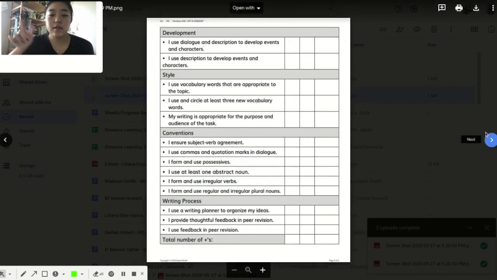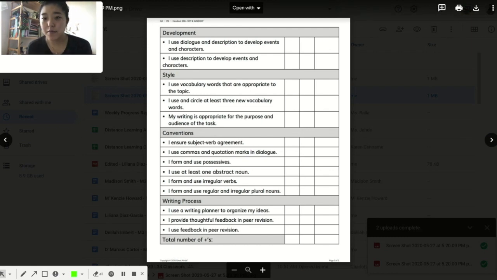And then the second part, so development. So making sure, again, you're using dialogue and your description to develop events, using details, right? That's where the graphic organizer from yesterday, the Thought Shot dialogue chart, comes into play, where you're including those 5 senses, right? To make your events more detailed, and using description to develop events and characters. Yes. That's kind of repetitive, but moving on.